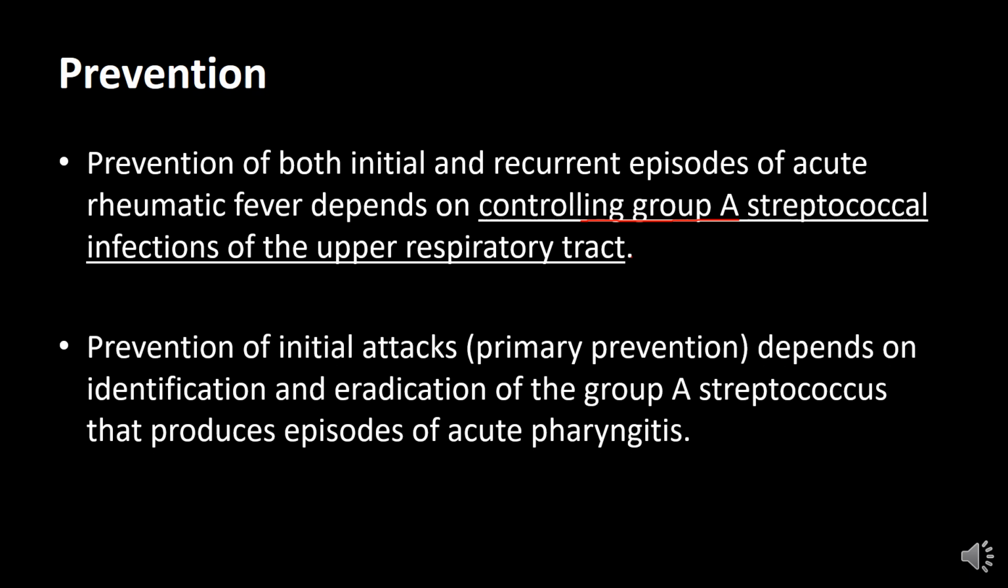Therefore, prevention of initial attacks, which we also refer to as primary prevention, will usually depend on identification and eradication of the streptococcal pharyngitis. That means as a clinician, you must be on the lookout. The children who come to you with throat infections, you need to check them out well, know whether it's viral or bacterial, and put them on antibiotics appropriately in order to prevent the possibility of developing rheumatic fever.